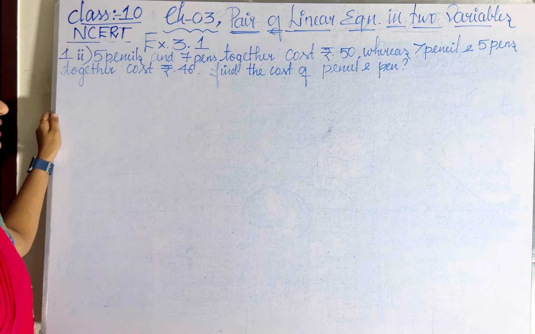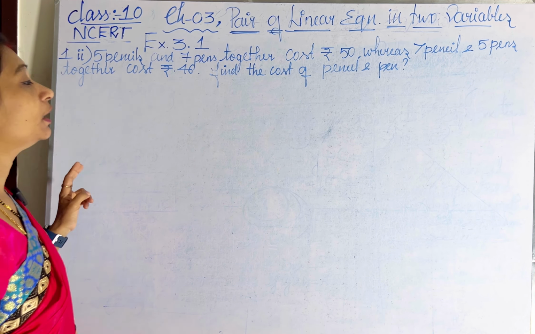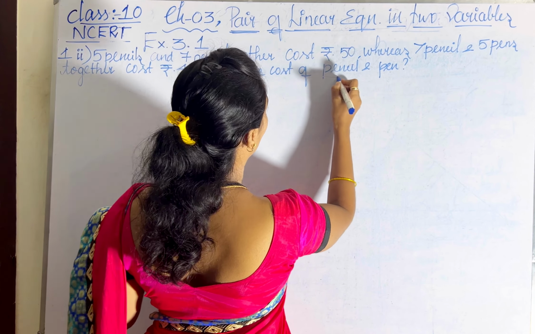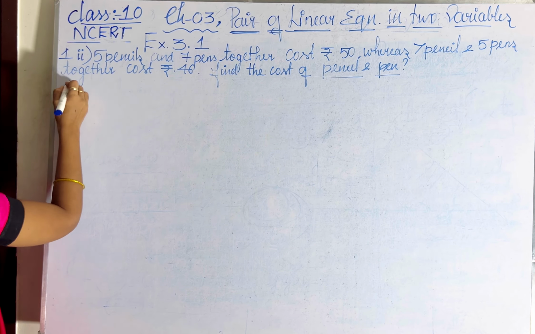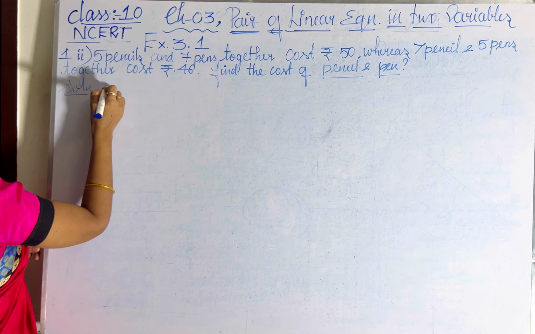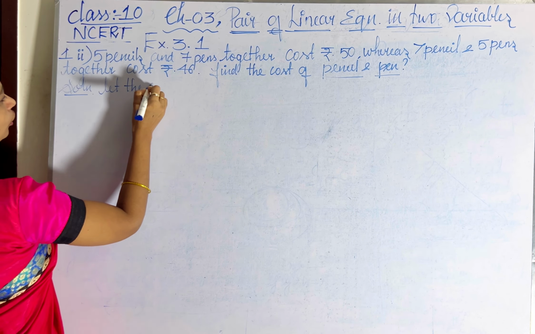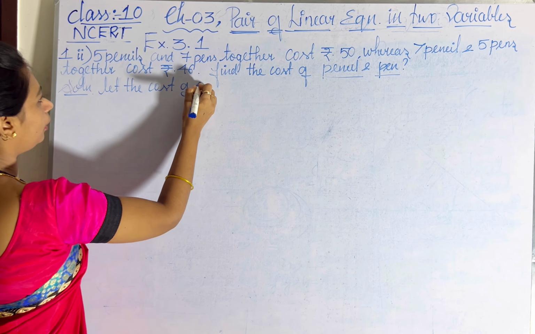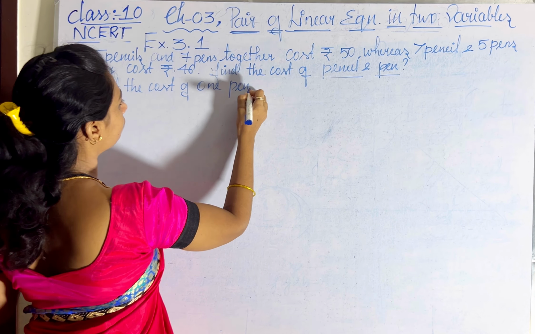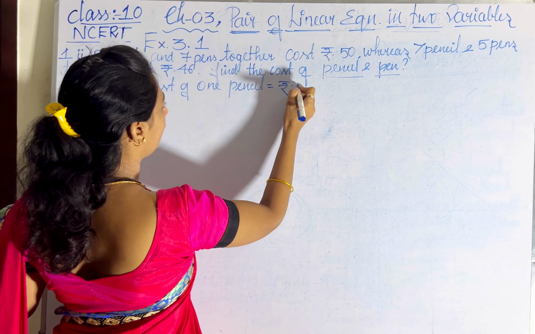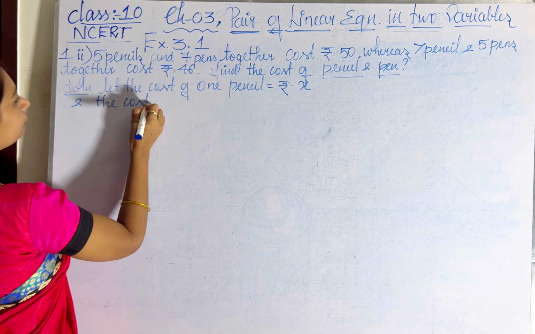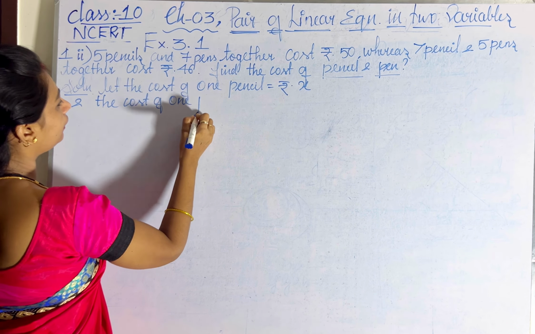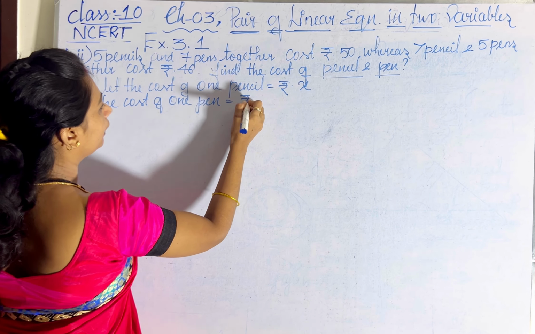So we need to solve the given statement by using a pair of linear equations in two variables. Here we have two unknown quantities. One is the cost of a pencil, and the other we need to find out is the cost of one pen. So we are going to assume, let the cost of one pencil equal x rupees and the cost of one pen equal y rupees.